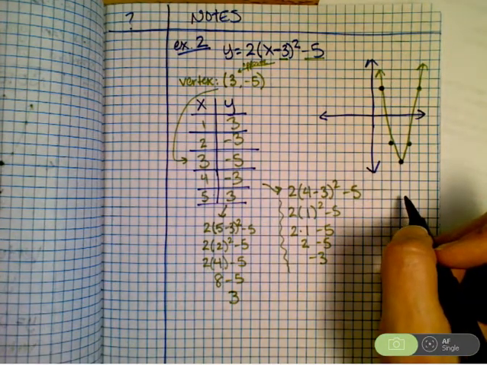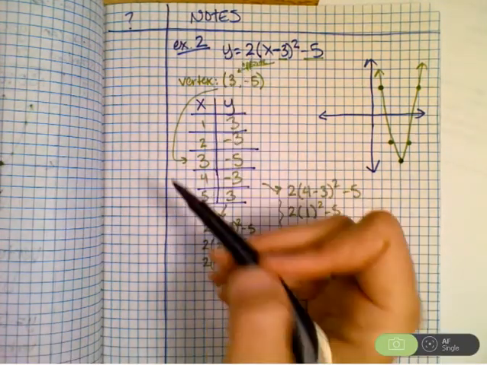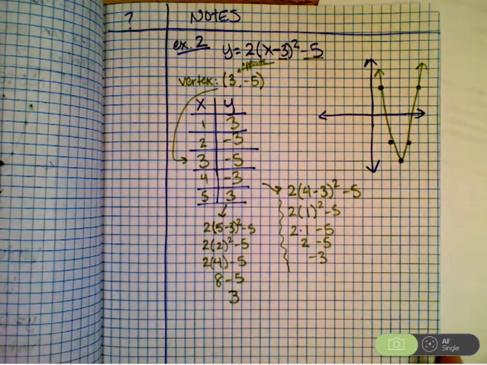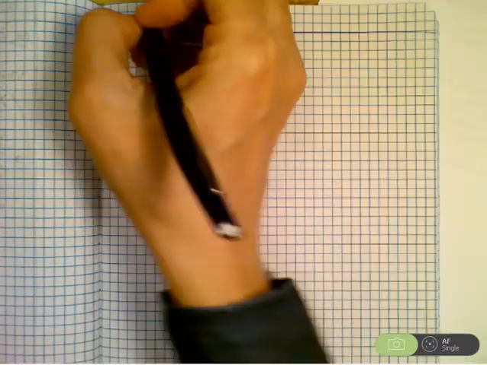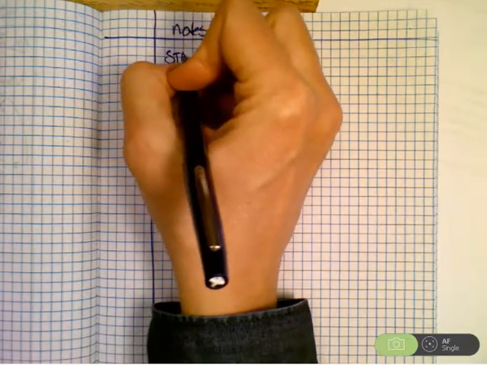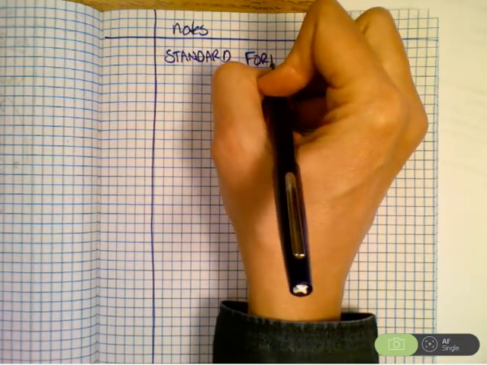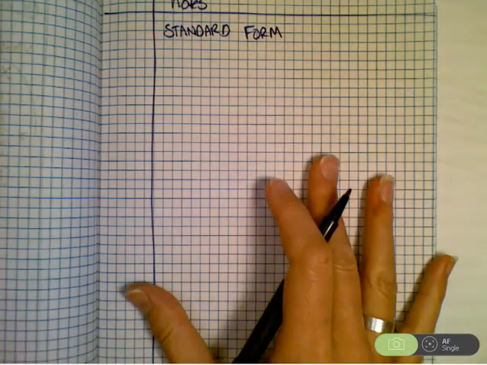You will have graphs that open down sometimes. I happen to do 2 that open up, but if this was negative, your graph would open down instead of up. Okay, next we're going to go on and look at equations in standard form. Those were in vertex form. Again, you probably have room on your same page, but I like to try to remember to write large so you can read my handwriting.